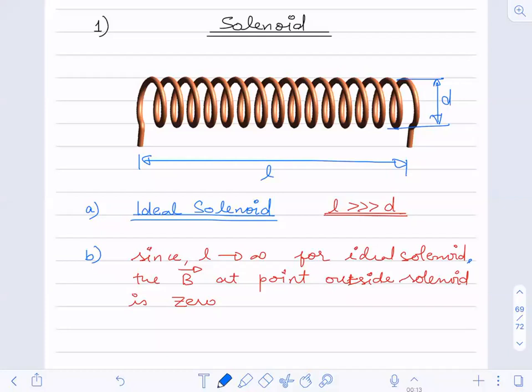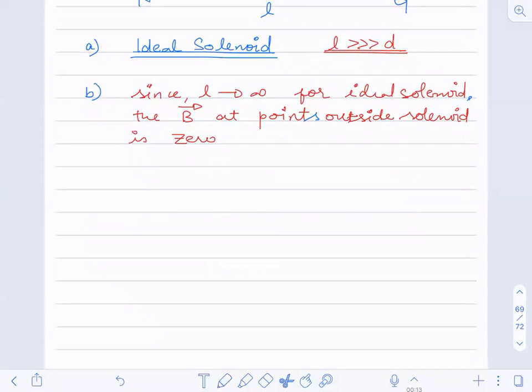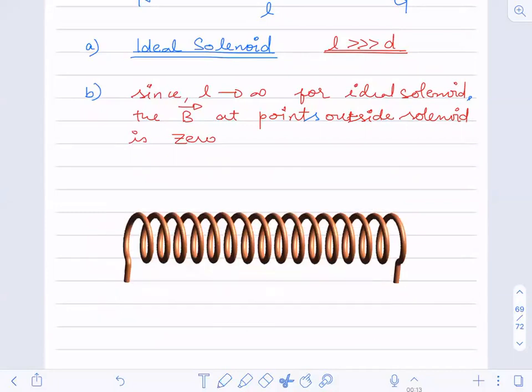Let us understand this point, which may not be clear to most of you. Just now I told you that this solenoid is very, very large. Its length approaches infinity as compared to D.